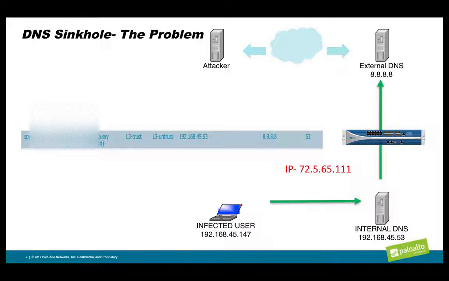Starting in PAN-OS version 7.1, Palo Alto Networks began resolving suspicious DNS queries to the IP address 72.5.65.111. It is a predefined Palo Alto Networks address that will live on our firewall and direct the infected user to the firewall to be blocked and logged appropriately. Let's go to the demonstration so you can see this in action.